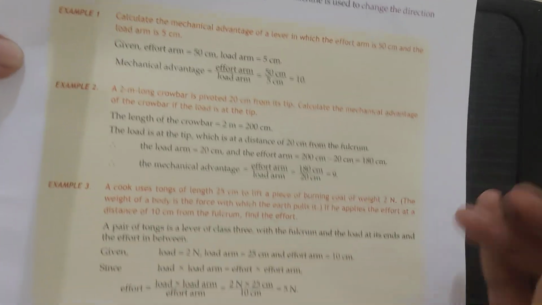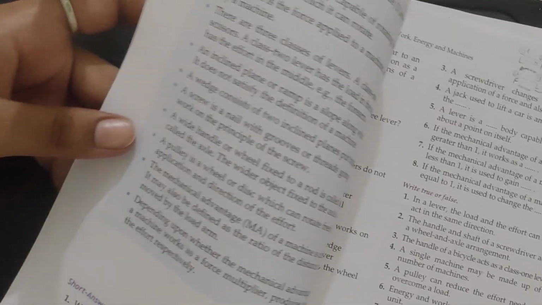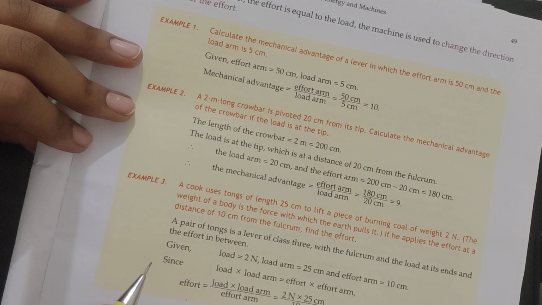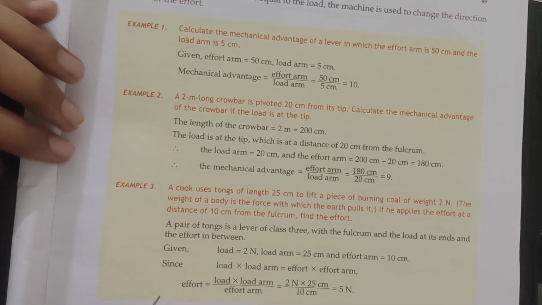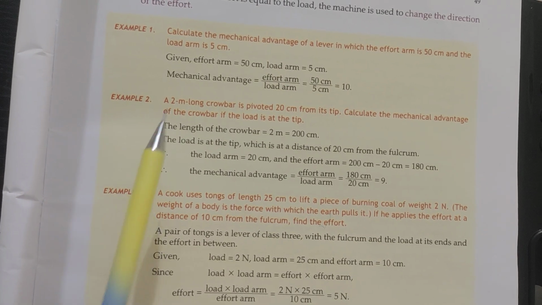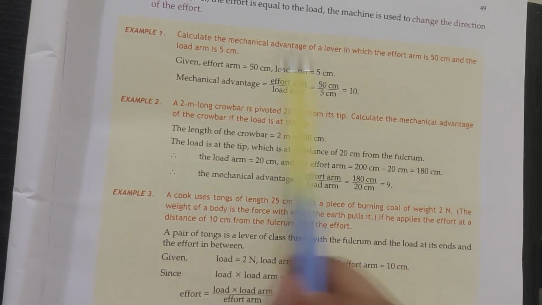Now, three very easy solved examples are here. After that, you have the book exercise that we will discuss in the next video. Only three solved examples are here, just take a quick look at these also. What is the first one? Calculate the mechanical advantage of the lever in which the effort arm is this and the load arm is this.